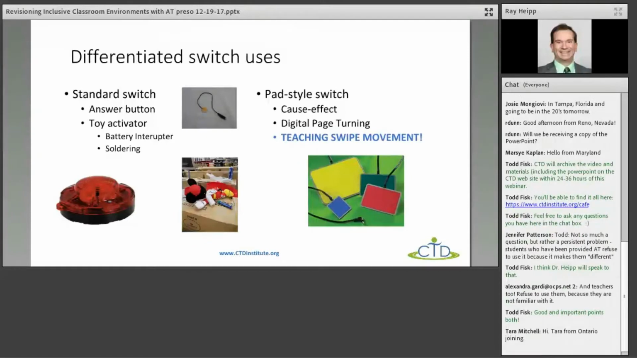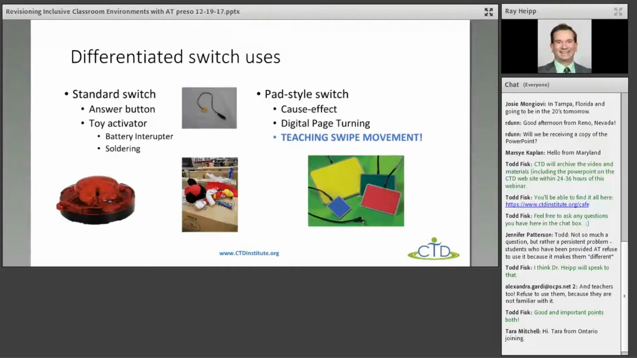Now, how can that be done? Well, one of the things you want to realize is that there are things called battery interrupters out there. Battery interrupters work for devices that have C or D batteries, and they can be purchased for less than $15. They allow switches to be connected to generalized batteries and toys that we are using within the classroom, so everyone can use them. So a battery interrupter is one way to go about things.